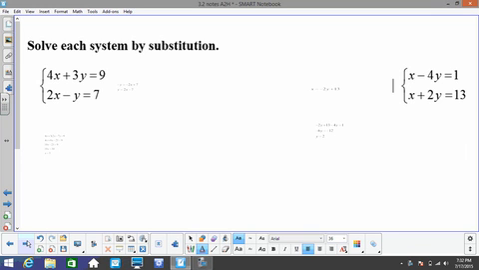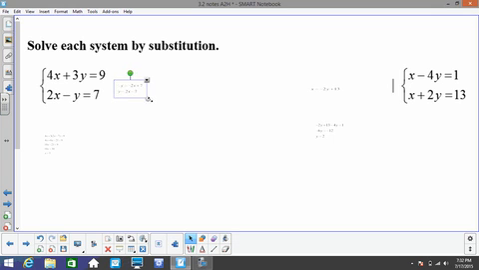So, the first one that we're going to go over is substitution. I'm not writing this down, but you might want to make a note of this. Substitution works best when one of your variables is already solved for. If I look at that first equation, x isn't solved for, y is not solved for, but this y right here has a coefficient of 1, so that's going to be pretty easy to solve for.